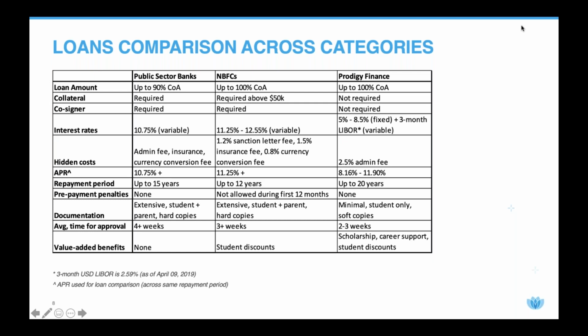Their value added benefits, none for public sector banks. NBFCs have some very interesting student discounts which you can check out. With Prodigy Finance, we have a scholarships program. We even have a career support team which helps you, guides you, and steers you to finding that dream job. Because let's face it, your graduation is our repayment, so we go that extra mile in making sure you get all the resources and support in finding that dream job.